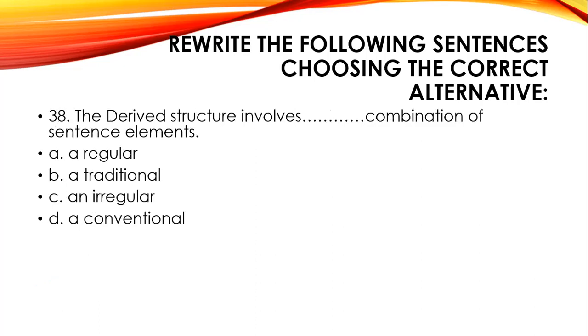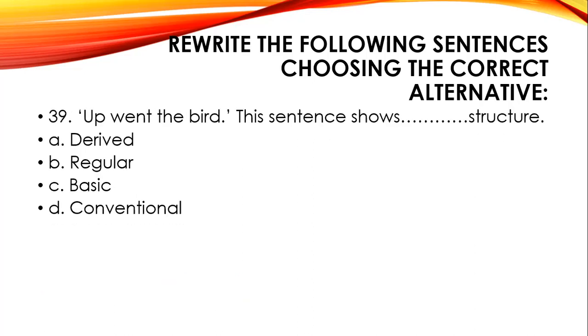The derived structure involves ___ combination of sentence elements. Option A, a regular. Option B, a traditional. Option C, an irregular. Option D, a conventional. And the correct answer is option C, an irregular. So the derived structures involve irregular combination of sentence elements.